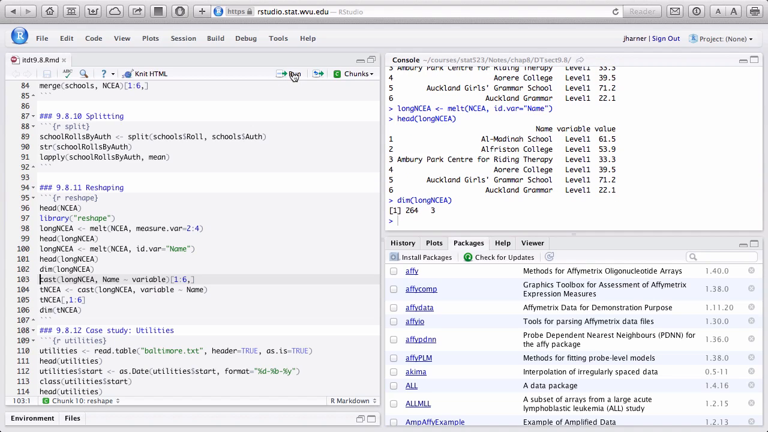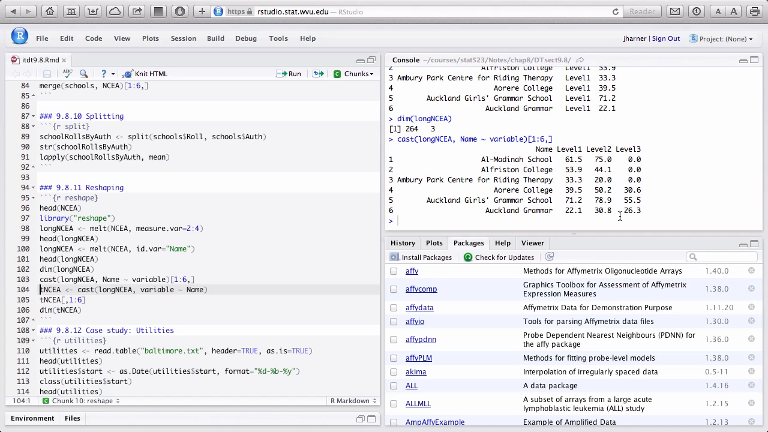So I'm back to 264 by 3. No, I'm sorry, I'm not back. This is the long format. Originally when I had 86. Now cast goes the other way. It goes from long to wide format. So if I take the long format that I've already created and I cast it, it will take it back. There should have been a simpler way to remember which way melt and cast go. I always forget which is which. It's not very intuitive. There should be some intuitive name that means wide and long. At any rate, if I cast this, that takes it back to what I had.